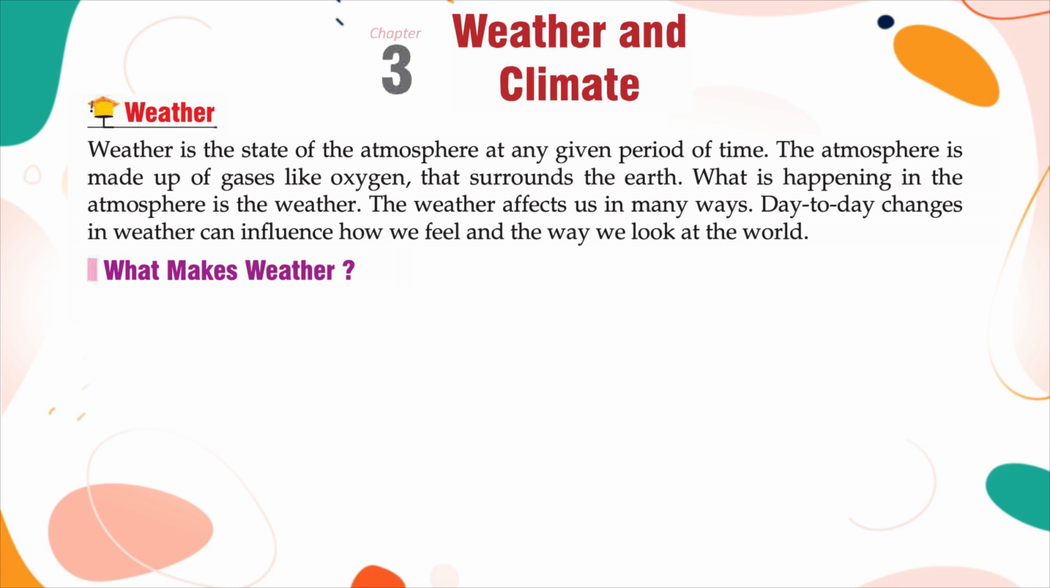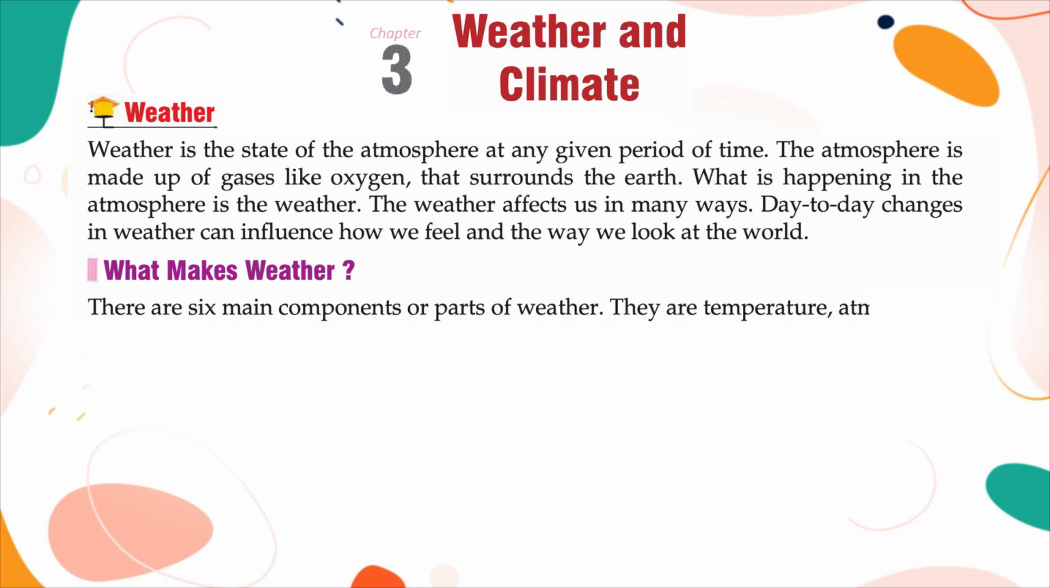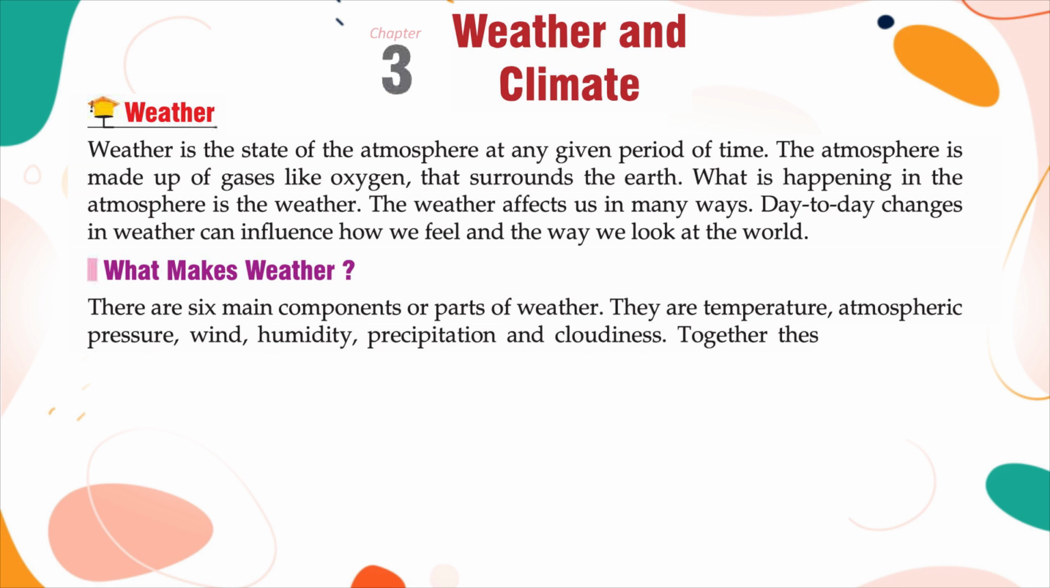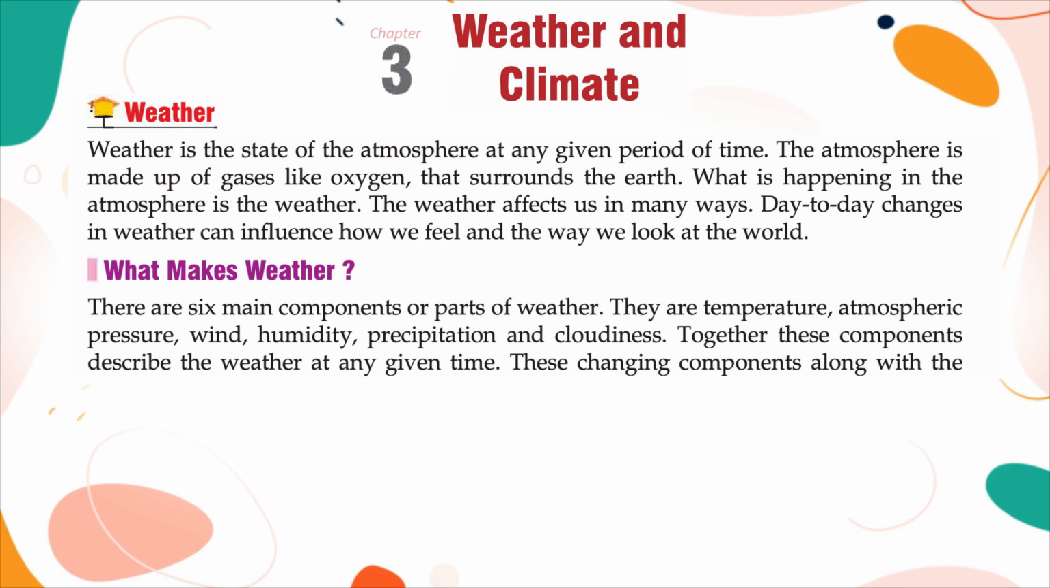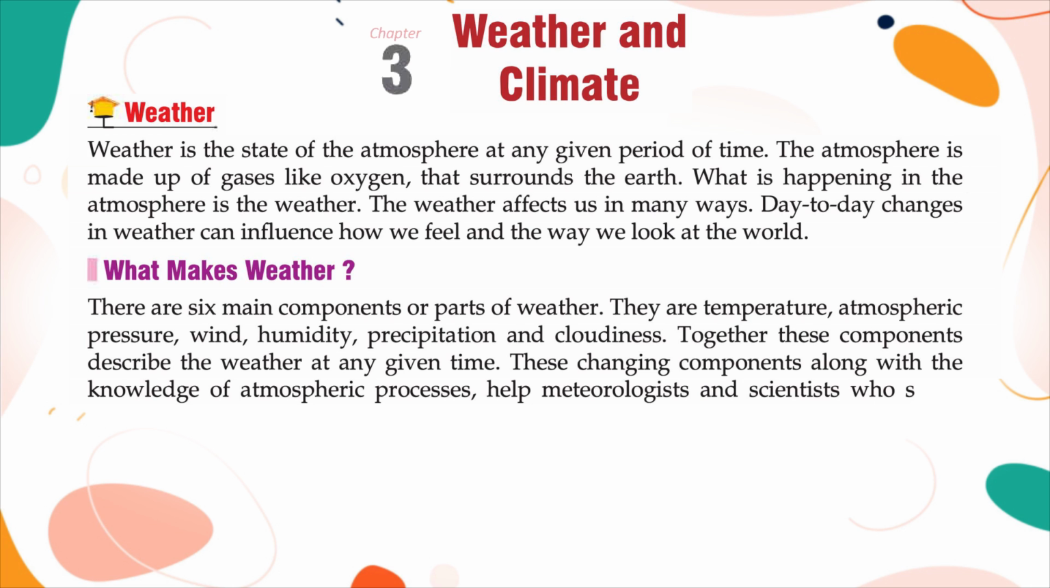What makes weather? There are 6 main components or parts of weather. They are temperature, atmospheric pressure, wind, humidity, precipitation, and cloudiness. Together, these components describe the weather at any given time. These changing components, along with the knowledge of atmospheric processes, help meteorologists, scientists who study weather, forecast, that is, what the weather will be in the near future.